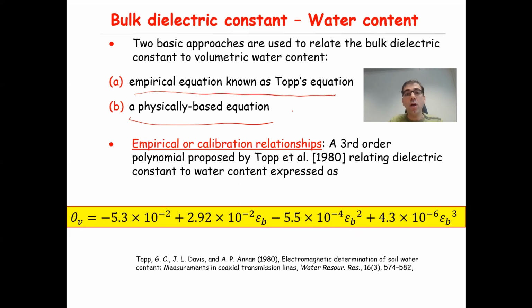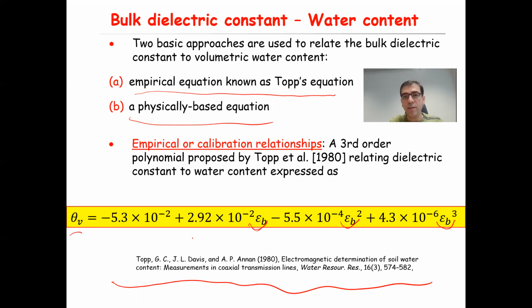And the empirical or calibration relationship is a kind of third order polynomial proposed by Topp et al. in 1980, the reference of this paper here, relating dielectric constant to water content. Okay, and so this is theta v, that is the water content, and there is this third order equation here, and you see here you have the epsilon b, right? So you measure the epsilon b, you plug it here, and then you get the volumetric water content. This is an empirical equation.